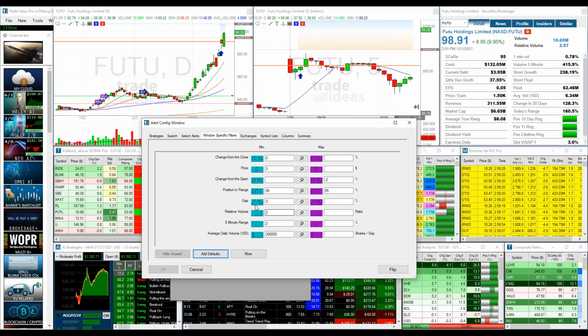So here's the kicker right here. I just used the position and range. Now remember, the position and range is going to use the range for the entire day. Okay, so this is going to be more effective in the first hour of the day because what you're hoping for is this first bar will establish a range and then the price will come back into this range.